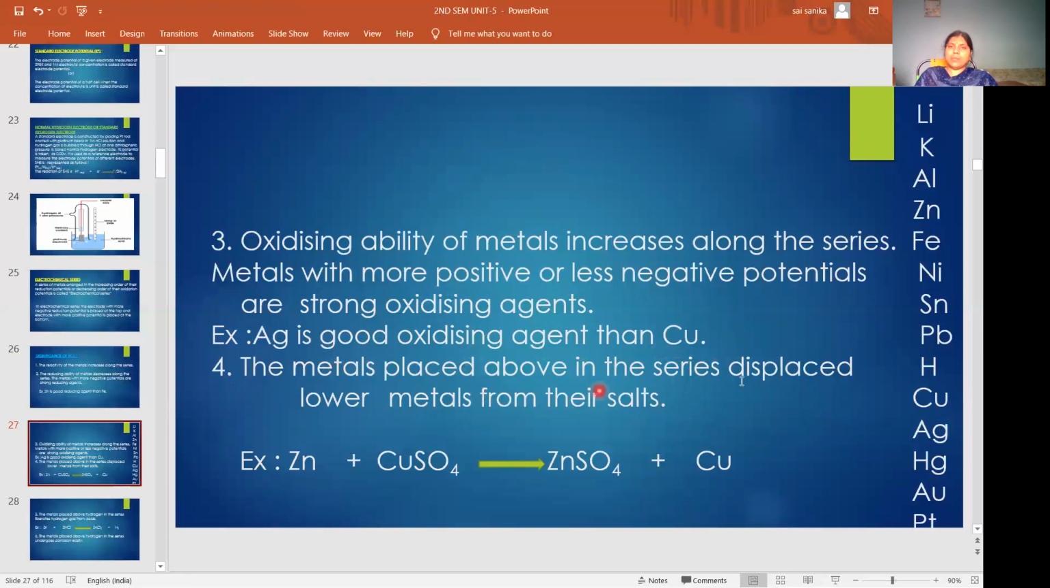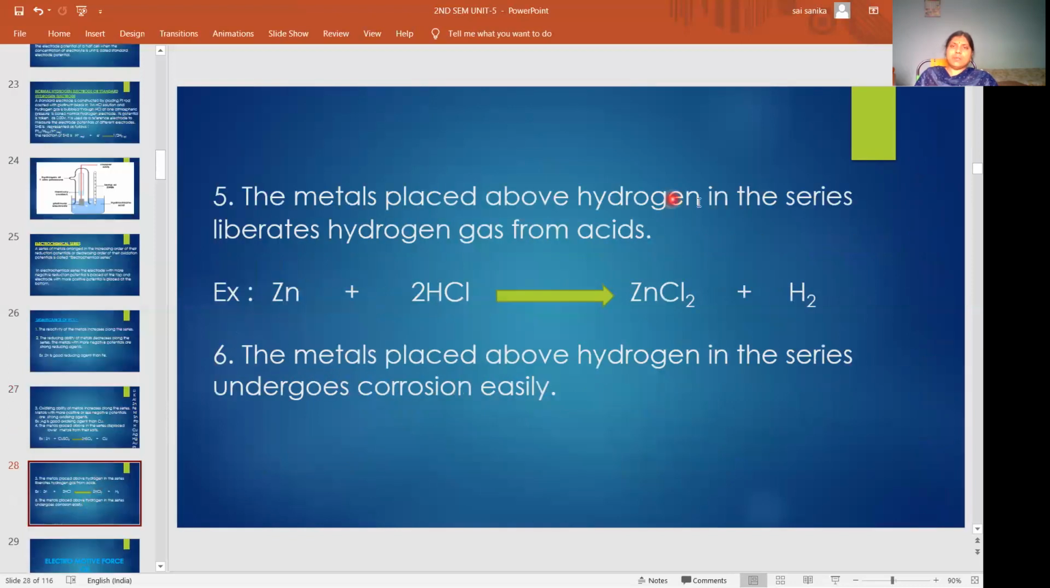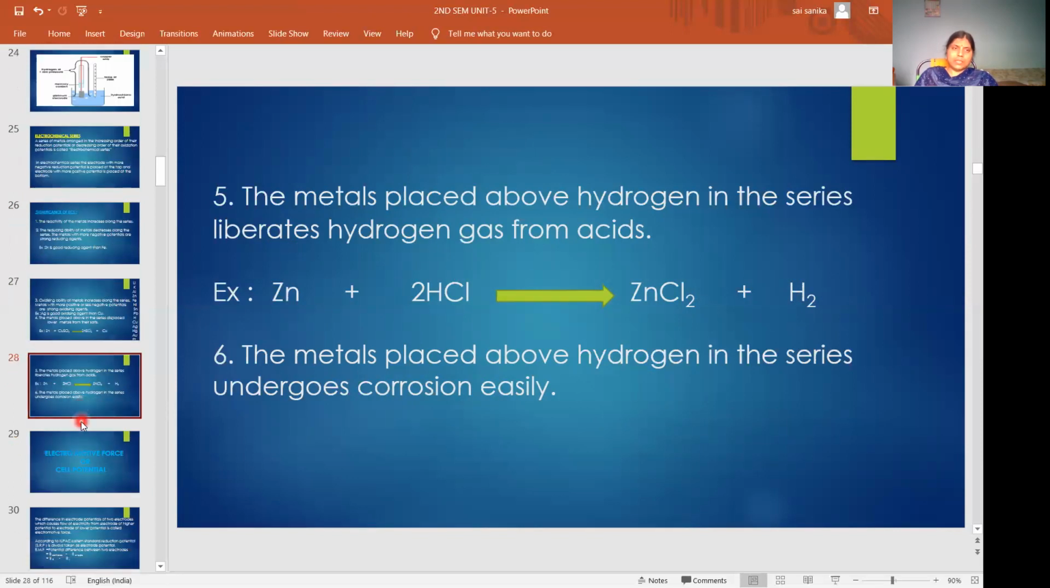The metals placed above in the series displace the lower metals from their salts. Whichever metal is placed above, when added to a solution of a metal below, will displace it because it is more reactive. So when Zn is added to CuSO4 solution, Cu is displaced by Zn. Next, the metals placed above hydrogen in the series liberate hydrogen gas from acids. Whichever metals are above hydrogen, when added to acids, liberate hydrogen gas and the corresponding salt is formed. The metals placed above hydrogen in the series undergo corrosion easily. Why? Because they are active metals. So this is our electrochemical series.